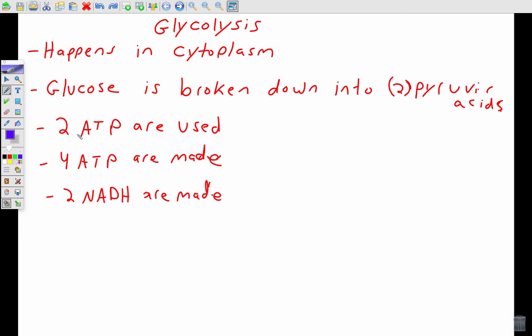But to break the glucose down, we need to make a little energy investment of 2 ATP. So we use 2 ATP to break down the glucose. And from that, we make 4 ATP, and we make 2 NADHs.